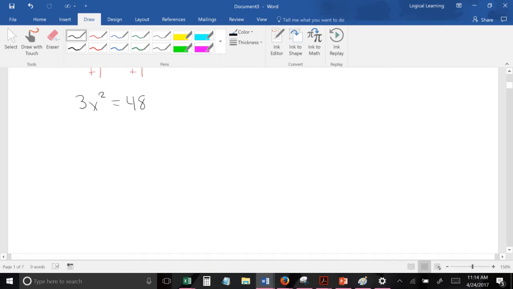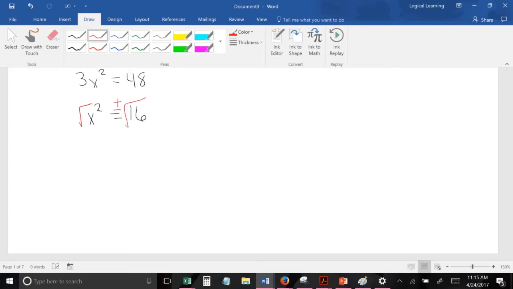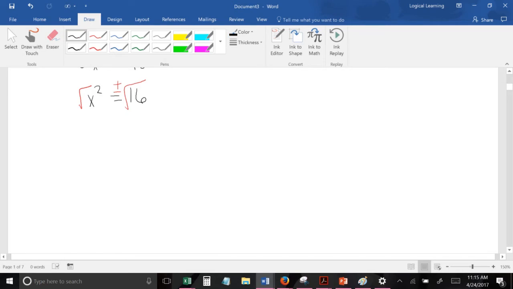And dividing both sides by 3, we get x squared equals 16. Now, using what I just described above, we're going to take the square root of both sides, remembering that this side must be plus or minus, and that'll give us x is equal to positive 4 and x is equal to negative 4, and those are the two solutions of our quadratic equation.